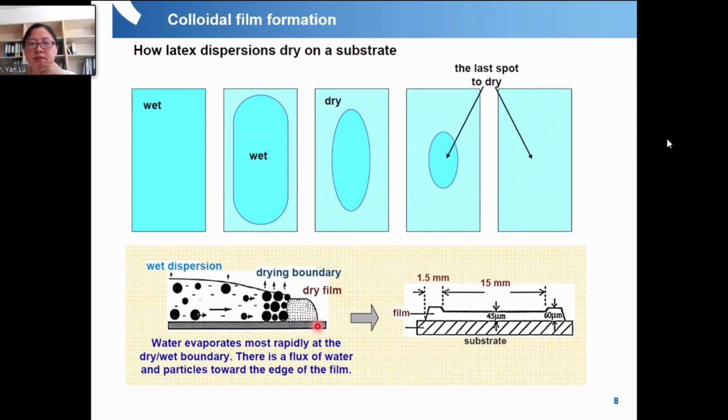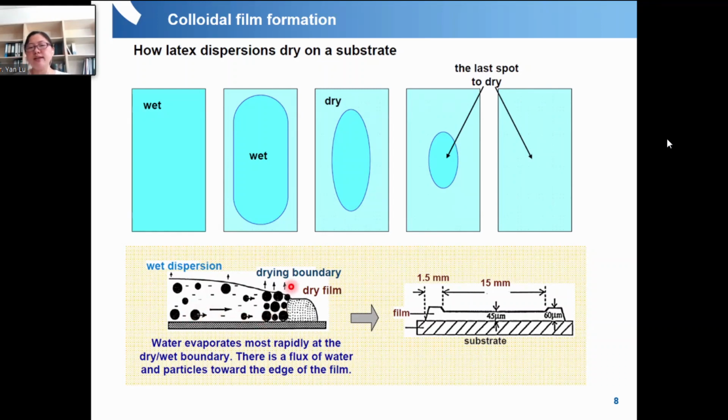And another important point is, during the drying, because you have the evaporation of water, the evaporation of the water will bring a flux of water in the undried, the wet part of the film. And this will give a kind of flux of the particles to move from the middle or center to the boundary. So actually you have a kind of movement here of the particles towards the edge of the film.